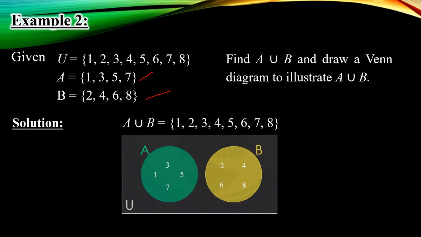Both set A and set B are shaded since all outcomes found there are considered.